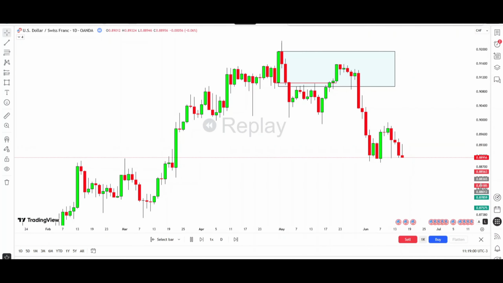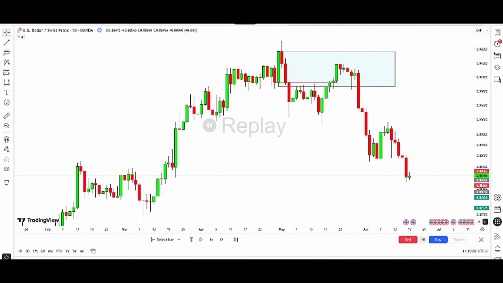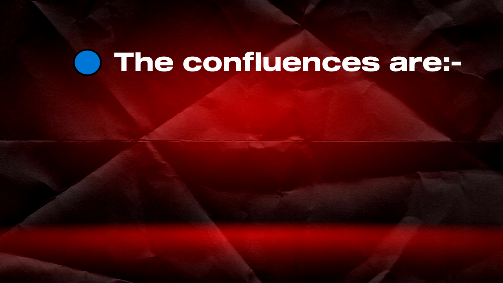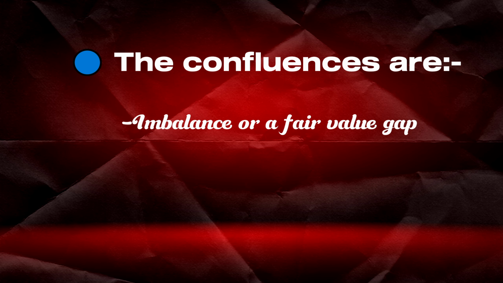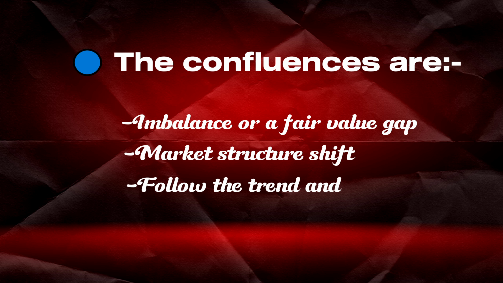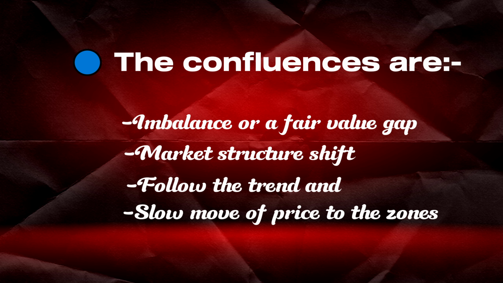Quick recap. What happened here is the market changed its structure from bullish to bearish with an impulsive move, leaving an imbalance, which is a fair value gap, and making a new lower low. You waited for the price to slowly approach our supply or demand zone, waited for entry confirmation, and entered the trade. Pretty simple, right? The confluences are imbalance or a fair value gap, market structure shift, following the trend, and slow movement of price to the zones during the revisit.